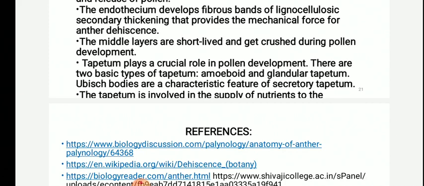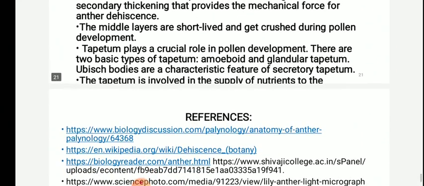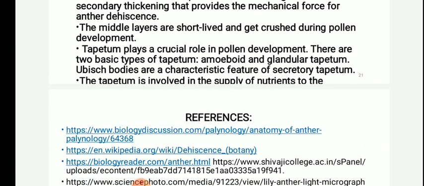There are two basic types of tapetum, amoeboid and glandular. Ubisch bodies are a characteristic feature of secondary tapetum. Tapetum is involved in the supply of nutrition to the pollen mother cells.